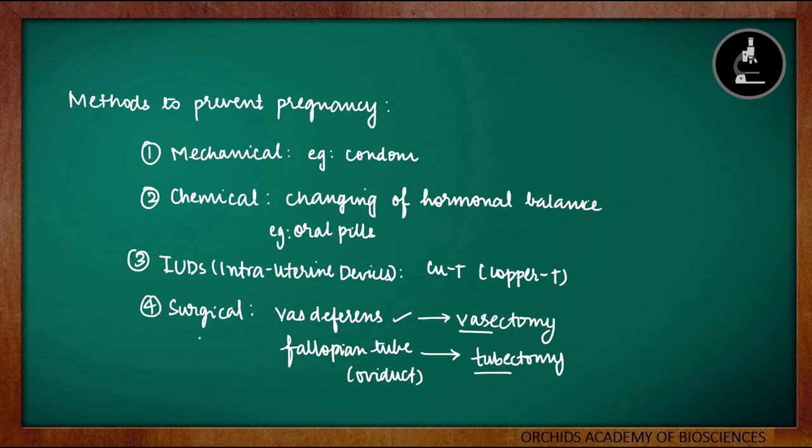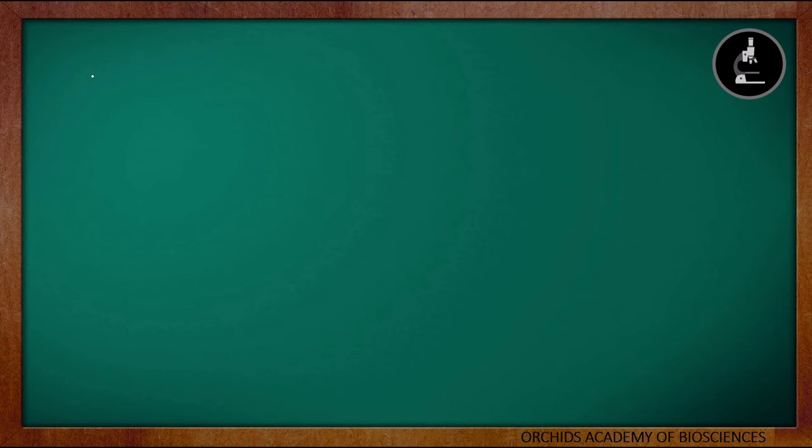And one more very important drawback of the surgical method is that it is poorly reversible. So once the surgery is performed, it cannot be easily reversed. So this is also called a permanent method of avoiding pregnancy, or permanent method of contraception, because it cannot be reversed. Surgery can also be performed to avoid unwanted pregnancy.